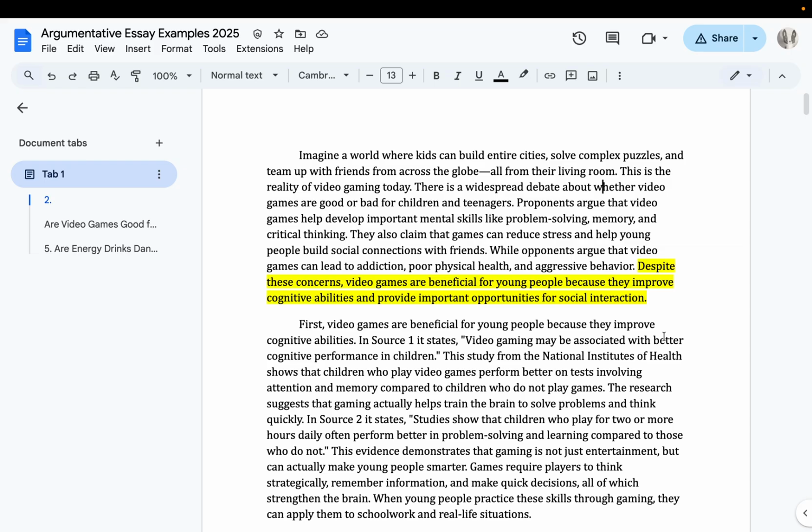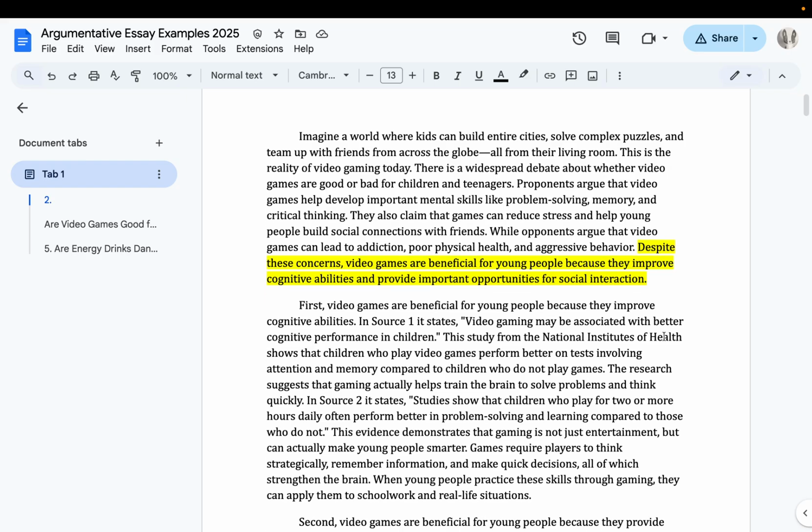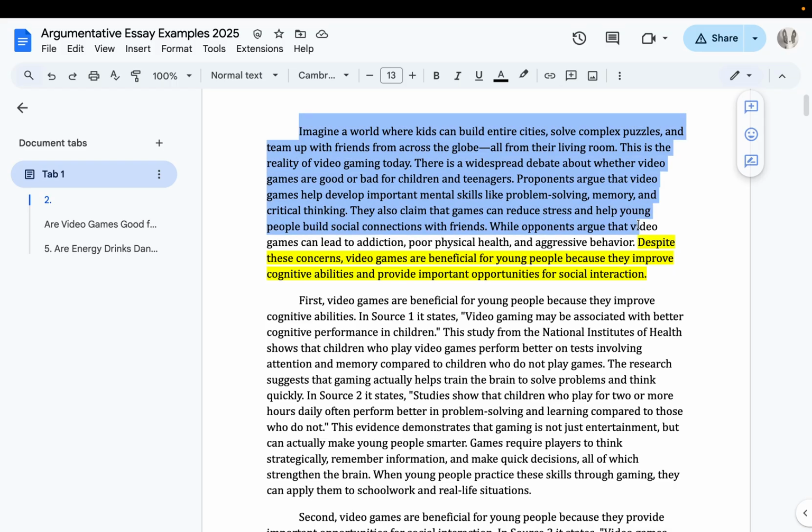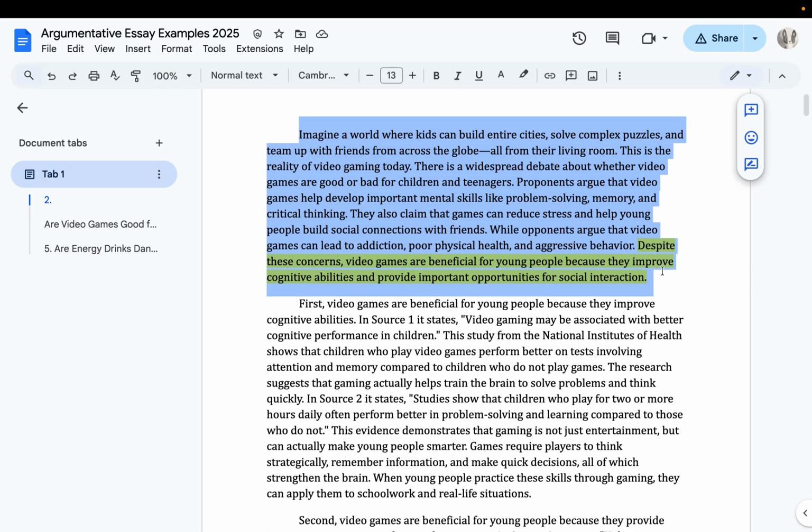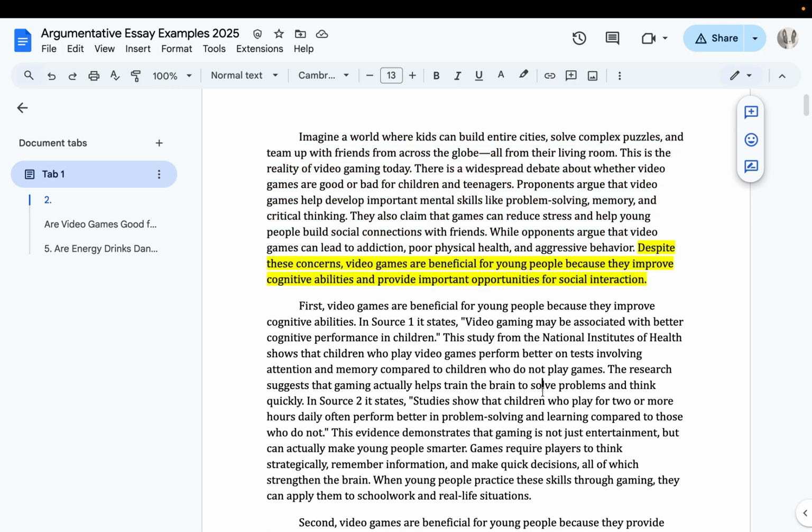Despite these concerns, video games are beneficial for young people. So here they answer the question, are they beneficial or not? This person is saying yes, they are, and they have two reasons, because they improve cognitive abilities and provide important opportunities for social interaction. So this is a great intro paragraph. Now, let's look at their first body paragraph, which would be this one. So this one's going to be their first reason.